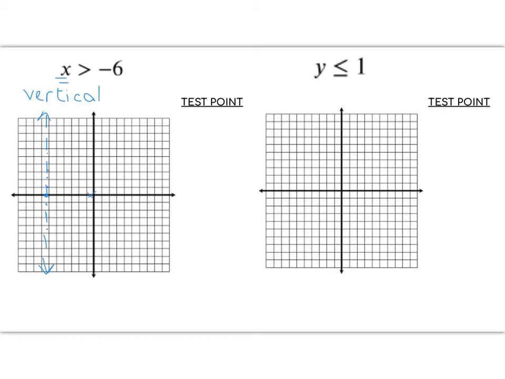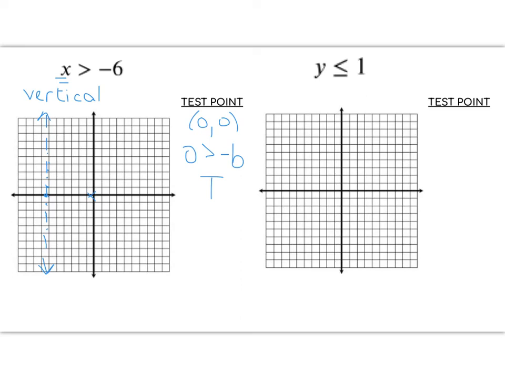Well, I'm going to choose my test point. 0, 0 is not on the line, and I'm going to plug that into the inequality. Well, my x value is 0. There is no y value in the equation, and I'm going to ask, is 0 greater than negative 6? It is. That's true. So since 0, 0 makes a true statement, that means that everything over here on the side with 0, 0 is part of the solution.